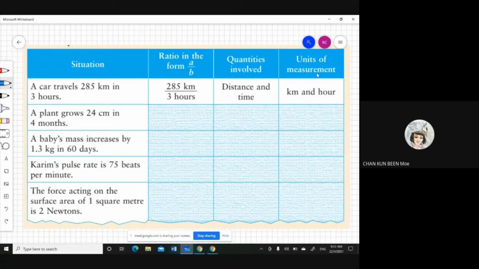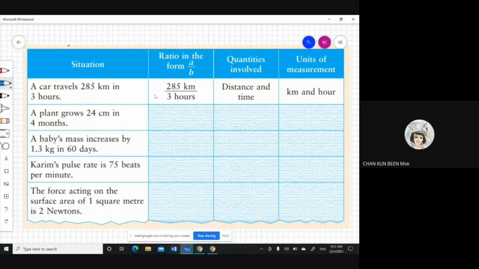For the first example, they already give you the answer. So the situation, let's go through this one. A car travels 285 kilometers in 3 hours. So the ratio in the form of A over B will be 285 kilometers over 3 hours. The quantities involved: the 285 kilometers is referring to distance, and the 3 hours is referring to time. So the units of measurement are kilometer and hour.